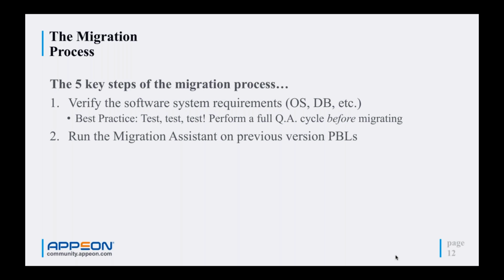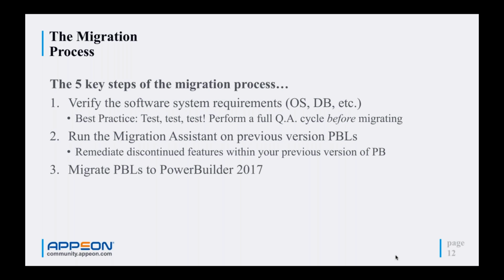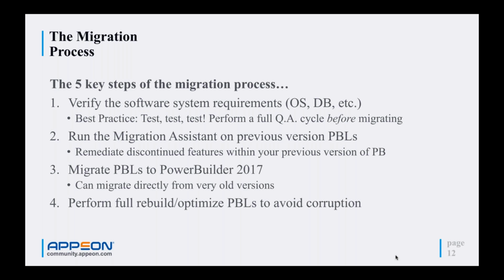Run the migration assistant on your previous version pibbles, and then remediate the discontinued features within your previous version of PowerBuilder. This is where you're going to be able to address those the best. And then, yes, migrate your pibbles to PowerBuilder 2017. To repeat, you can migrate directly from very, very early PowerBuilder versions. And then perform a full rebuild of the workspace and the targets to resolve all your references and to avoid corruption. And then ensure that there are no serious regression bugs with a full QA, folks, please.